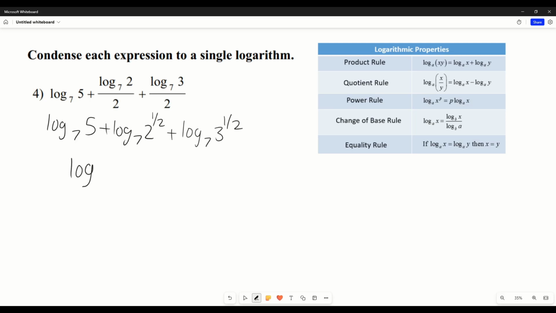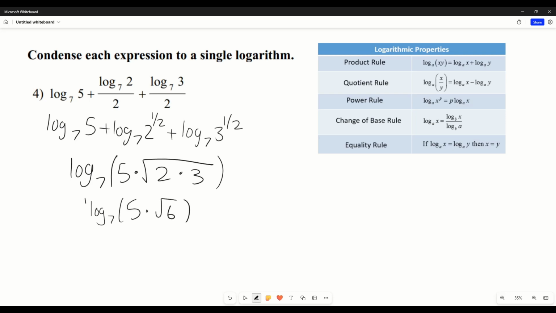Let's rewrite log base 7. Now we have 5 times, so these are just going to be root 2 and root 3, so we just put them all together as 2 times 3. Okay, now let's simplify that. So 2 times 3 is 6, so log base 7 of 5 times root 6, and this is going to be our answer for question 4.